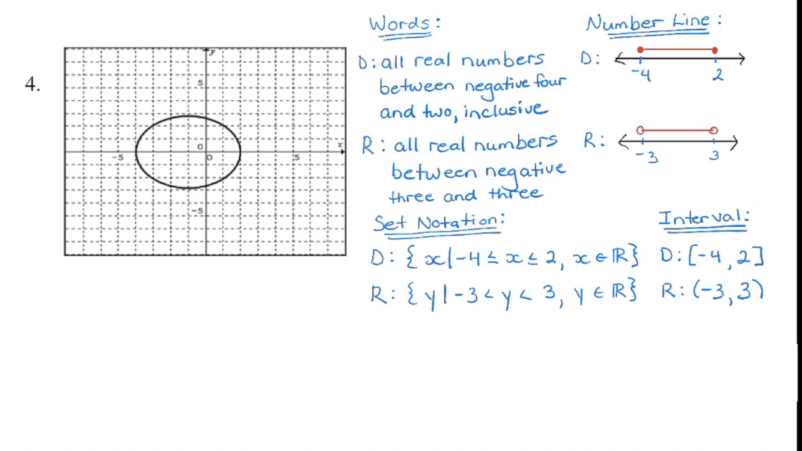And then in terms of your interval notation, because this is an open circle, we're not including -3. We use a round bracket to show that value is not included. And then our highest point is going to be +3. And again, that's not included. So we use a round bracket to show that value is not included there.